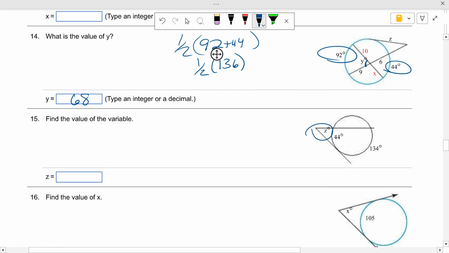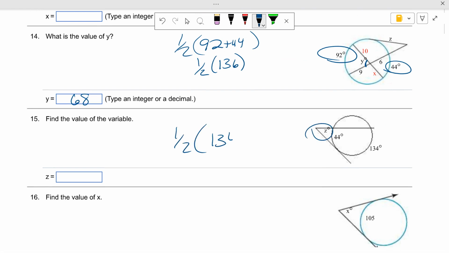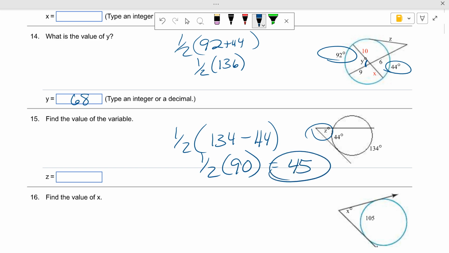When the angle's on the outside, we take 1/2 of the big arc minus the little arc. So it's 1/2 of 90, which is 45.